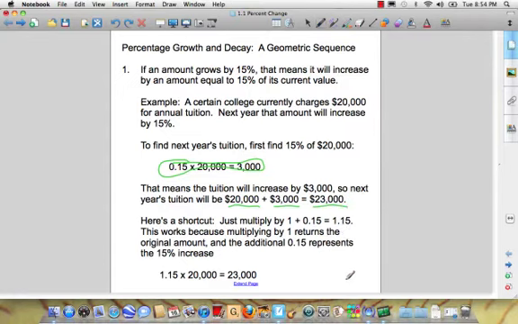Turns out we can do this faster in one step. You just multiply by 1.15. That's 1 plus the 15%. The reason this works is when you multiply by just 1, that returns the original amount because the $20,000 isn't going anywhere. And then the 0.15 represents the 15% increase. So you can see here at the bottom, and you can check that with the calculator if you'd like, you get the same answer.